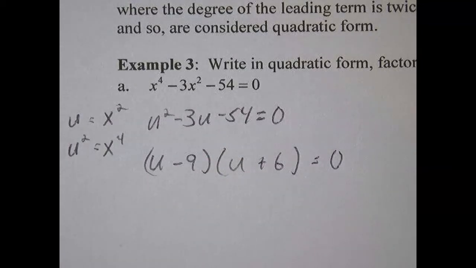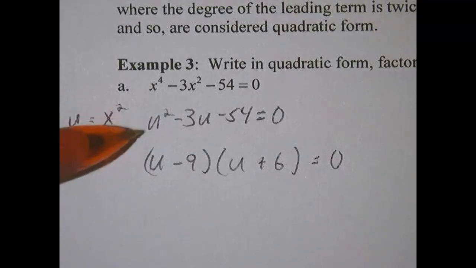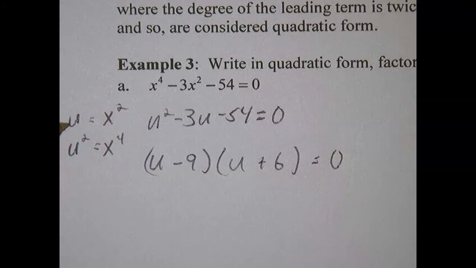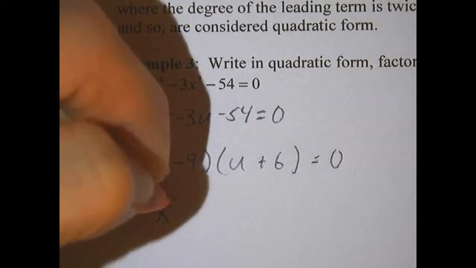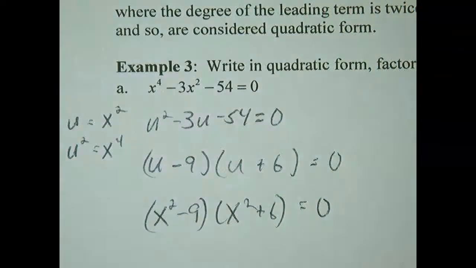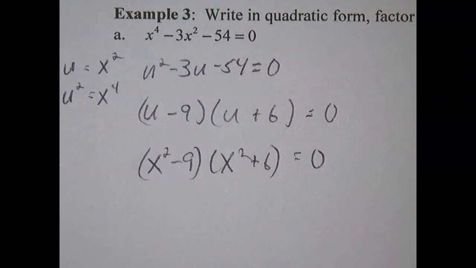All right, now we don't really want to solve this for u. We want to solve it for x. So once you've used the u to see it a little more clearly as just a regular old quadratic that you know how to factor, you go ahead and replace u with x squared. So this is really x squared minus 9 times x squared plus 6 equals 0. And we're on our way to figuring out what the values for x are.